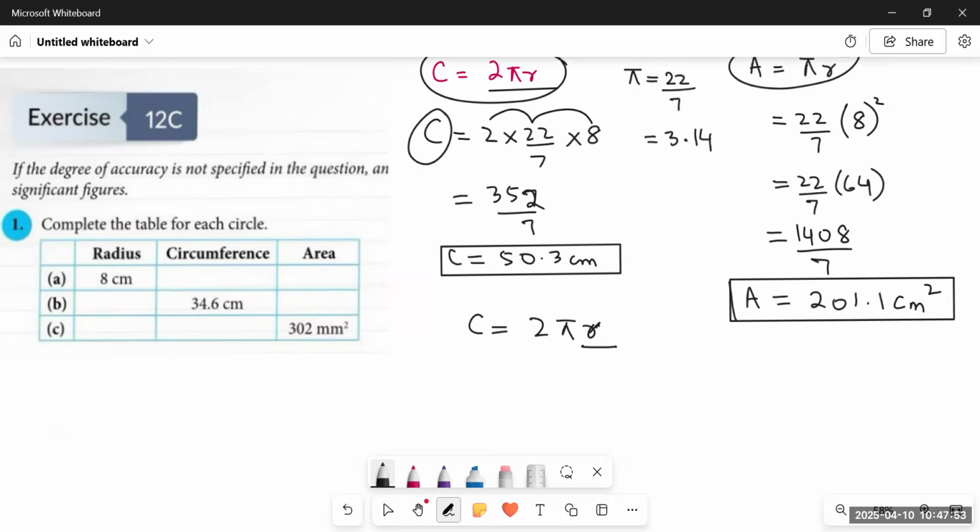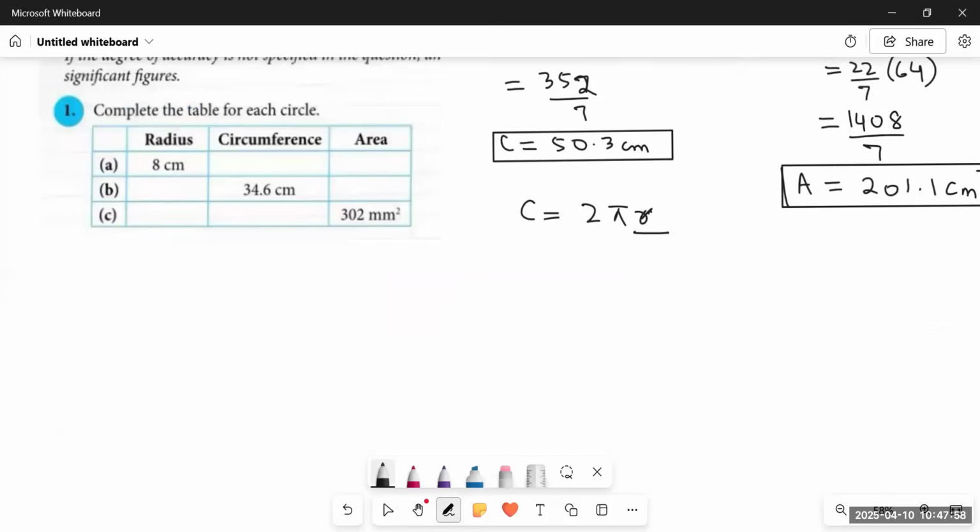Or let us first find it out using the same formula as it is. So if we are going to substitute the values, just recall the linear equations. What will happen? We will write C as 34.6 is equal to 2 multiplied by 22 upon 7 multiplied by R. Okay. Now what we will do? We will just remove each and every number from R to the other side. So it becomes 44 upon 7 R, 34.6.